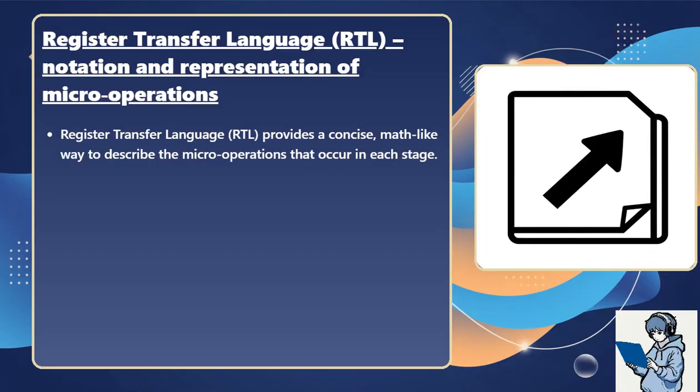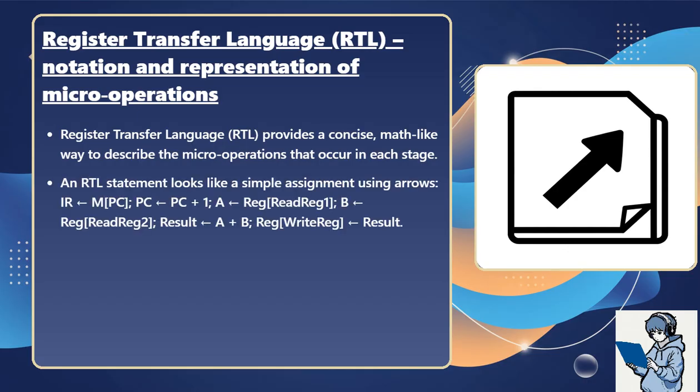Register Transfer Language (RTL) provides a concise, math-like way to describe the micro-operations that occur in each stage. IR becomes M[PC], PC becomes PC + 1. A becomes Reg[read reg 1], B becomes Reg[read reg 2], result becomes A + B, Reg[write reg] becomes result.